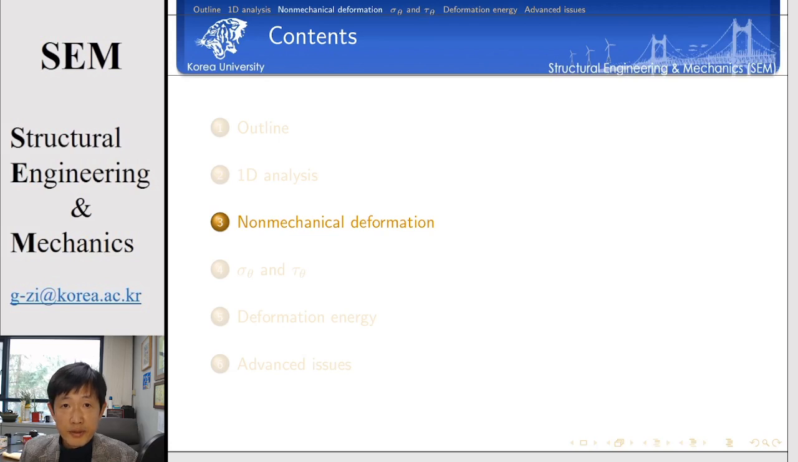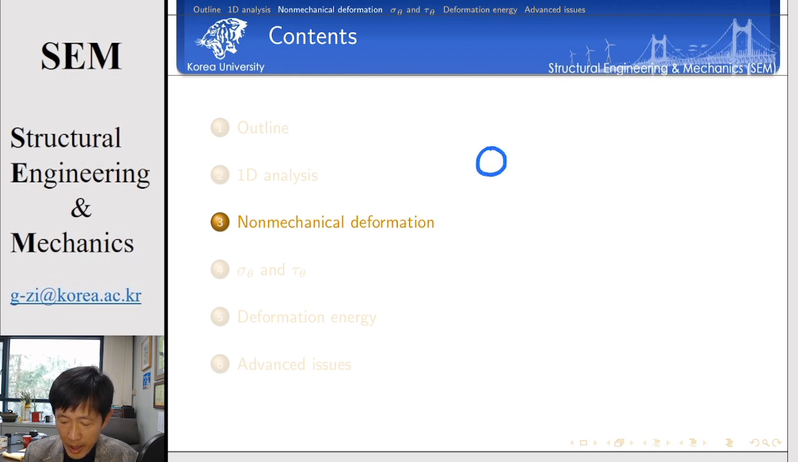It seems students do not understand the non-mechanical deformation clearly. That's why I'd like to prepare these slides to explain the concept of non-mechanical strain. The very first step to discuss that issue is to recall my map.